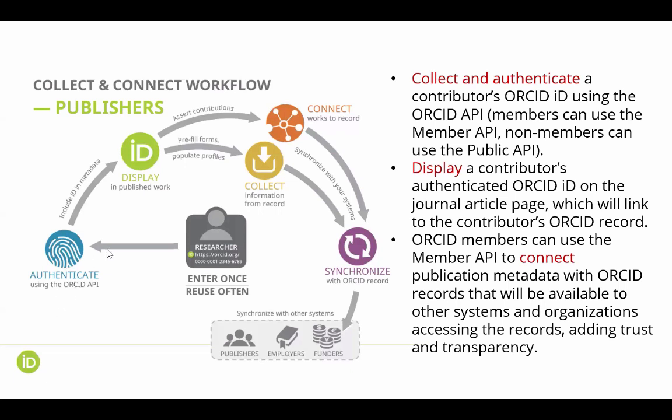So first, authenticate. Whether you are a member or not a member, you can use the ORCID API to collect and authenticate the contributor's ORCID ID. It means you will ask permission from the researchers, letting them know that you are going to help the researcher maintain and update their ORCID records. After you get their permission, you will include the ORCID ID in the metadata. So for publishers, you will include this ORCID ID in your metadata when you deposit a DOI with Crossref. This was just illustrated by Rachael.